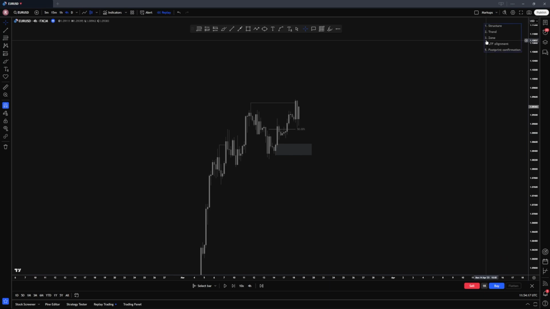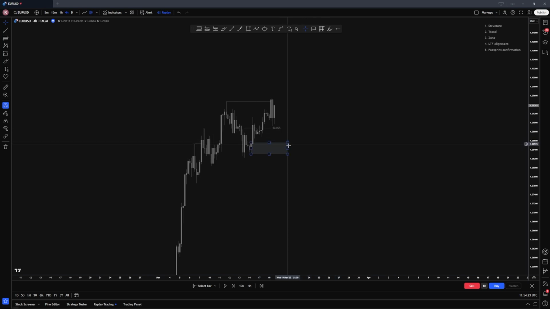And of course, you can see point 3 is zone. After 50% is reached, we can expect price to go to the nearest demand zone because it needs to react off from something if it's going to continue to the upside again. Oops, my zone disappeared, but we actually have two zones over here just below the 50%. So those would be our targets on the higher time frame.